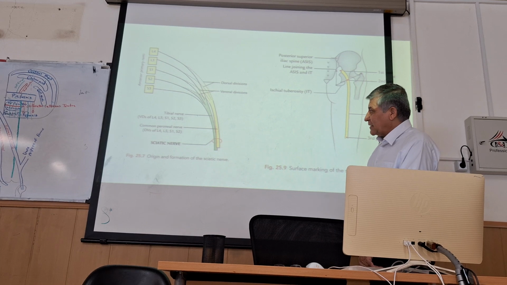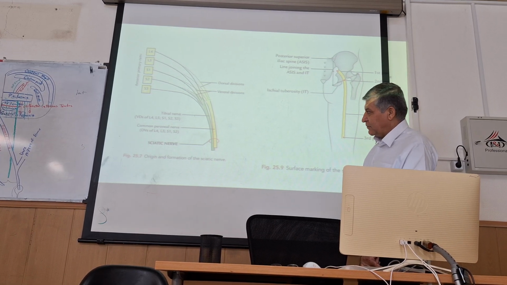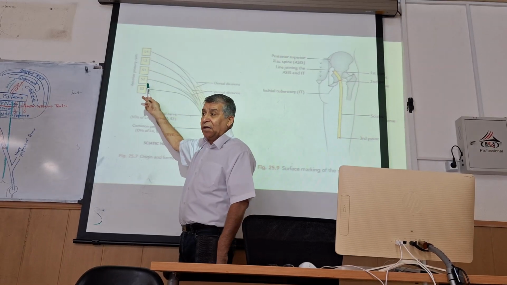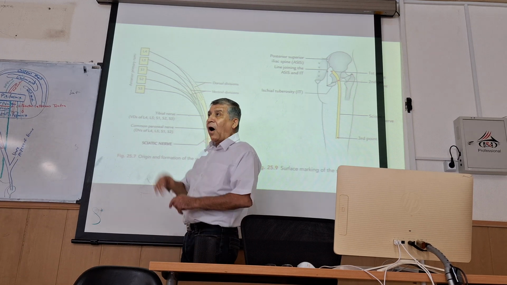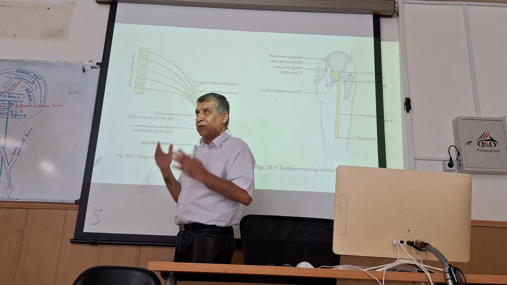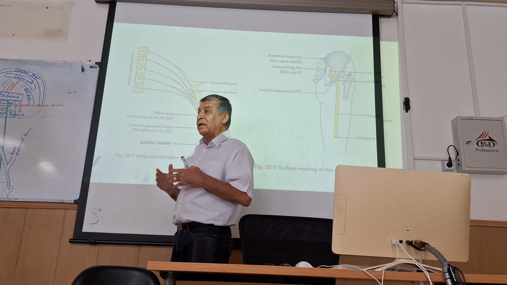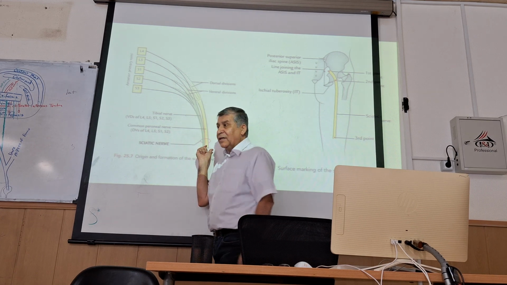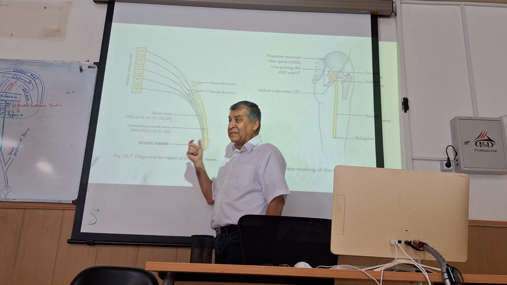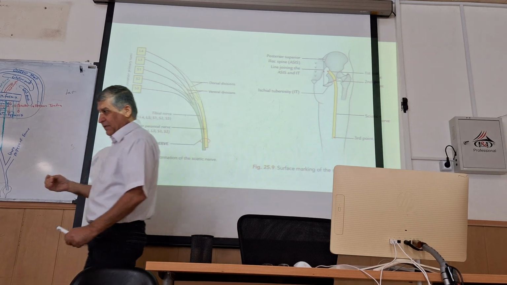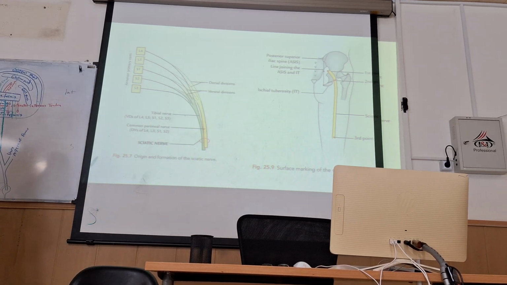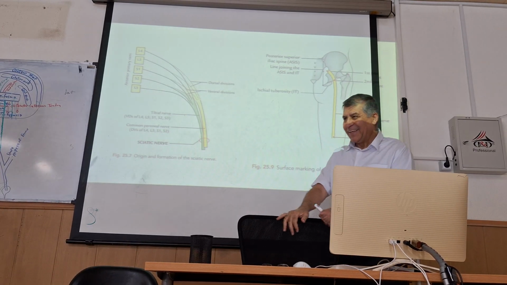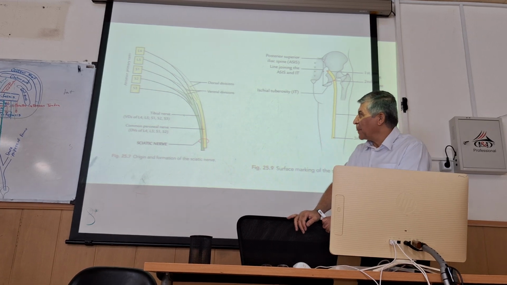In this figure, you can see the formation of the sciatic nerve. The sciatic nerve originates from L4 to S2. These spinal cord segments contribute to the formation of the sacral plexus and the sciatic nerve. The sciatic nerve is the largest peripheral nerve.